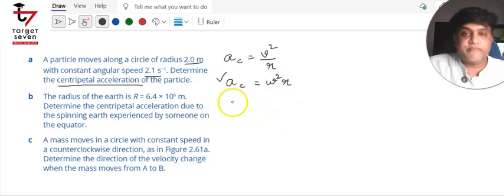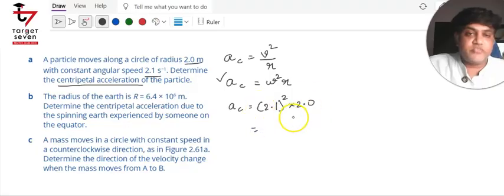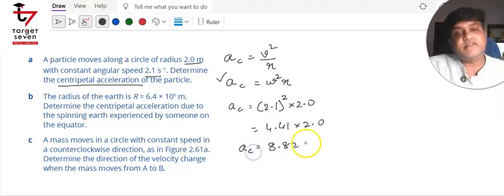centripetal acceleration. So, a_c is now equal to 2.1 whole squared into the radius, which has been given to us as 2.0. This will now provide us with 4.41 into 2.0. The final answer would be 8.82. This is the centripetal acceleration in meters per second squared.